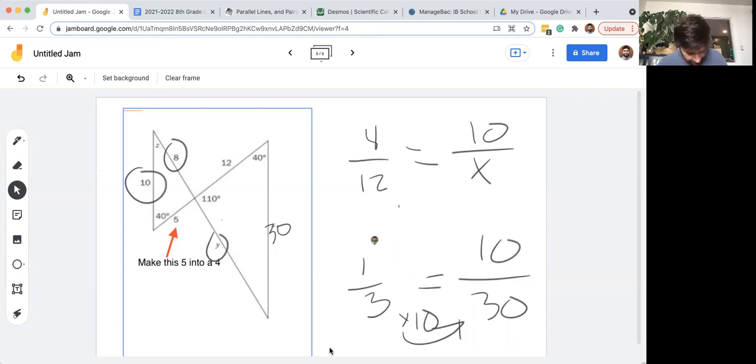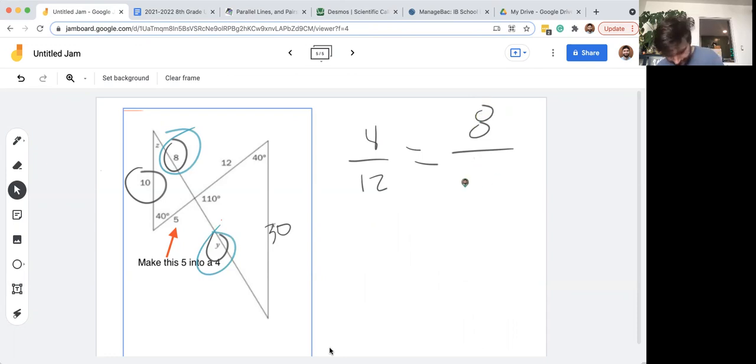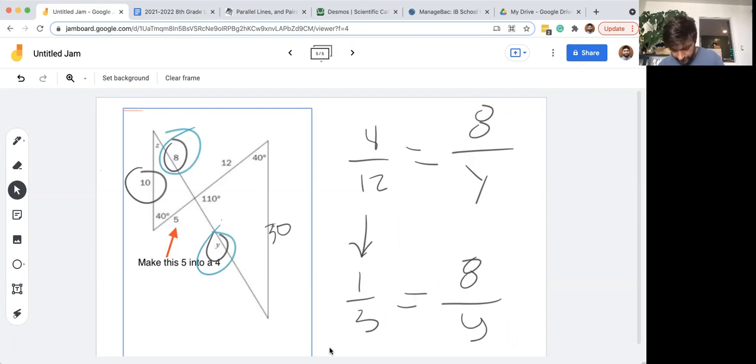And now I can do the same for y. I've got 8 right here over y. 8 over y. I'm going to do the same thing. I remember that 4/12 reduces to 1/3. It's going to equal 8 over y. I know they're similar, so I know that these ratios will be equivalent. 1 times 8 equals 8. So 3 times 8 will equal y. Y is 24.